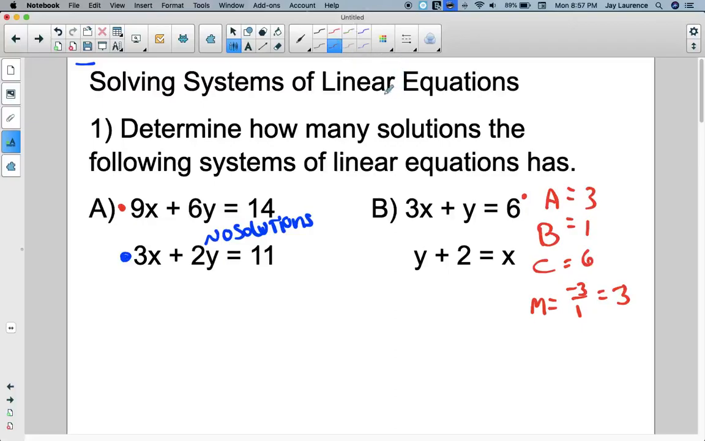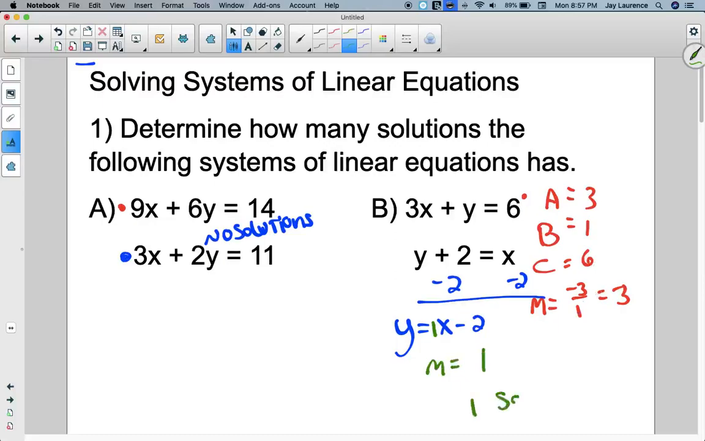Now this one here, the y plus 2 equals x, isn't in any form. But if I subtract 2 from each side, the y will be isolated. Now it will be in slope-intercept form. I'll get x minus 2. And when I'm in slope-intercept form, the slope is the number in front of the x variable. It's a 1, right? Because there's nothing there. So the slope is 1. So these slopes are different, so I know there's going to be one solution. All right, very good. Moving right along.